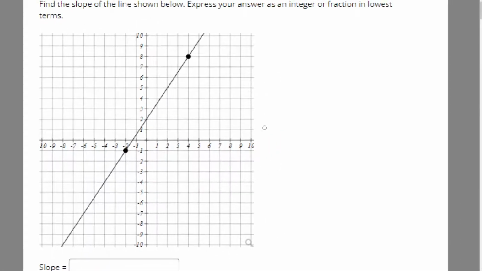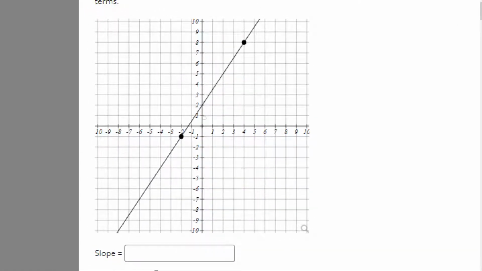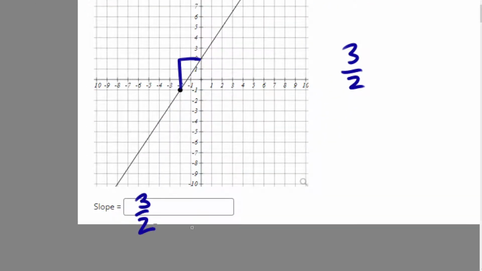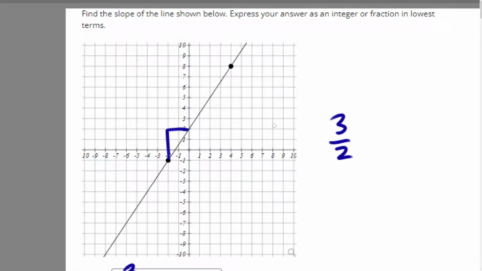So for this one, it says find the slope of the line shown below. Express your answer as an integer in fraction or lowest terms. Okay, it looks like we have here up 3 over 2. So 3 over 2. That's our slope. Easy peasy. I'm not sure why they have 2 points like that.